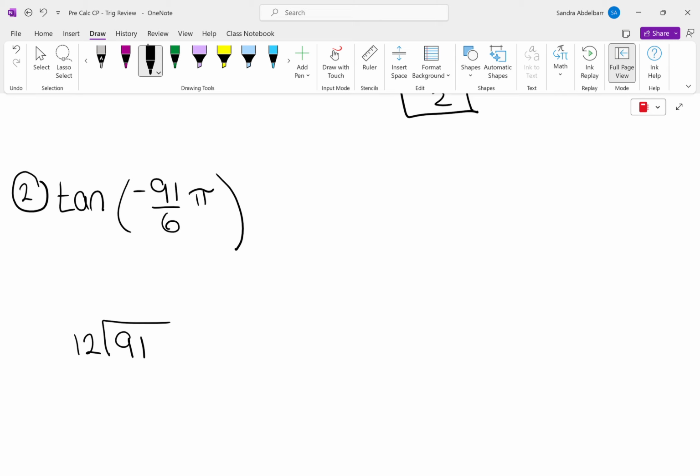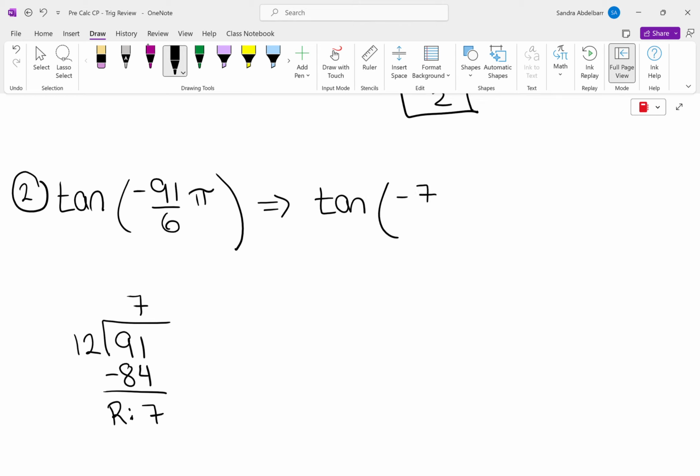So now when you divide this, I'm just going to tell you, we'll get a remainder of 7. Do you want to see me divide it? Okay. 12 goes into 91 7 times. 7 times 12 is 84. Subtract, we get a remainder of 7. So now we're going to be working with the tangent of negative 7 over 6 pi.